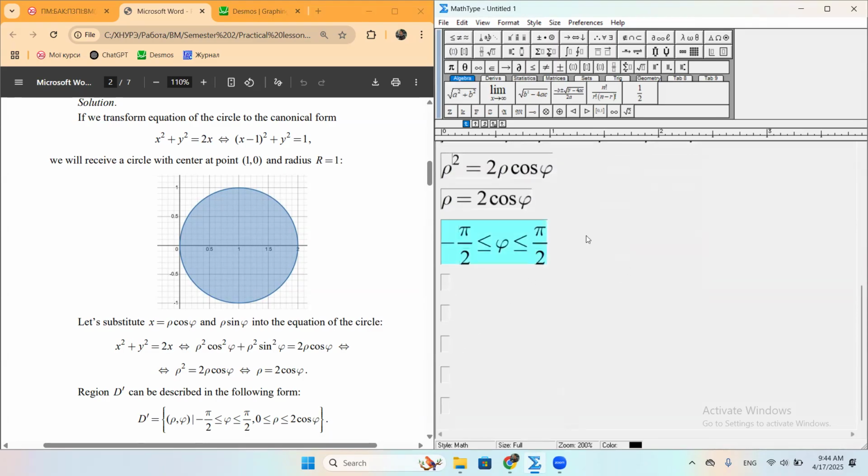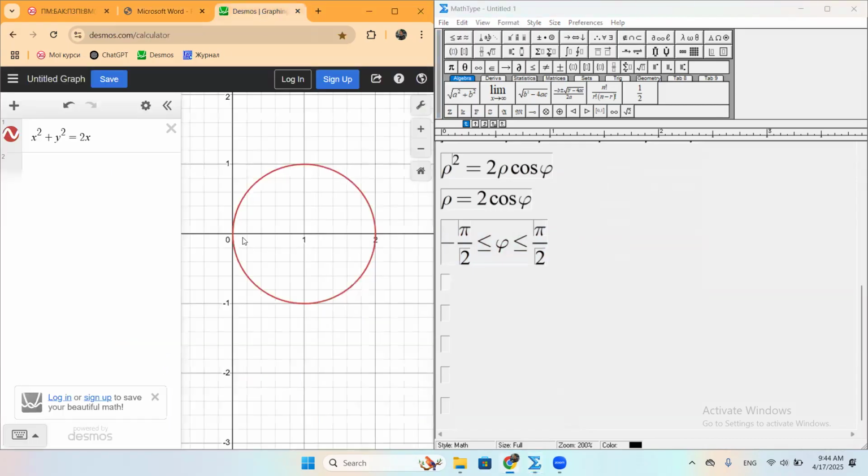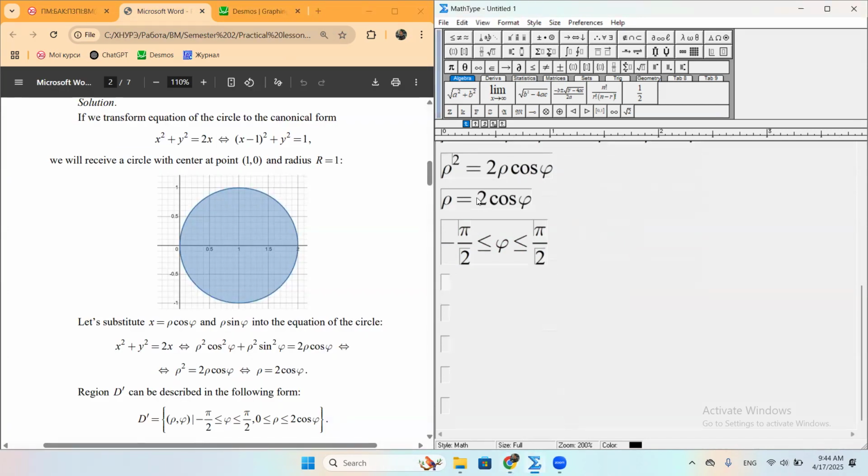So these are the limits of integration by phi. And what about rho? As we can see from the graph, the least value of rho is 0, so 0 distance from the origin of coordinates. And the greatest, the upper limit, is 2 cosine of phi.